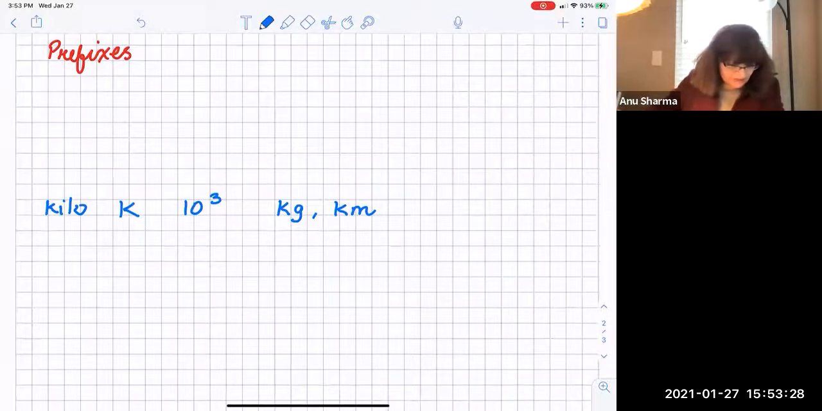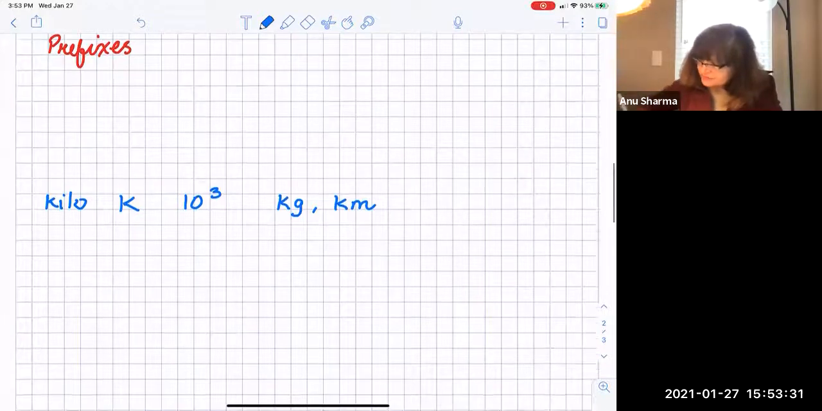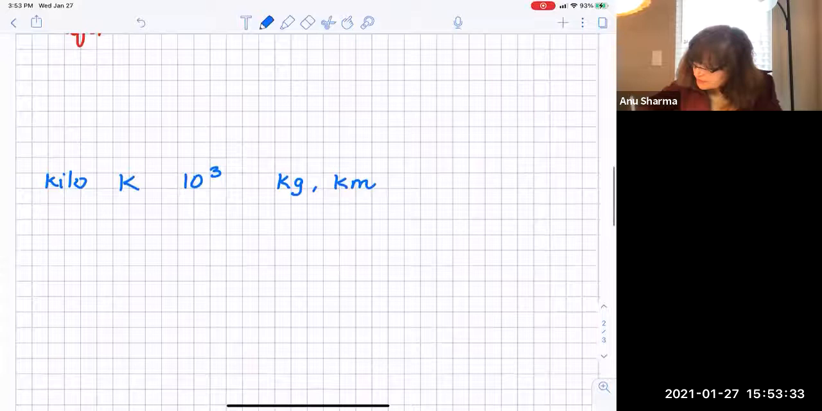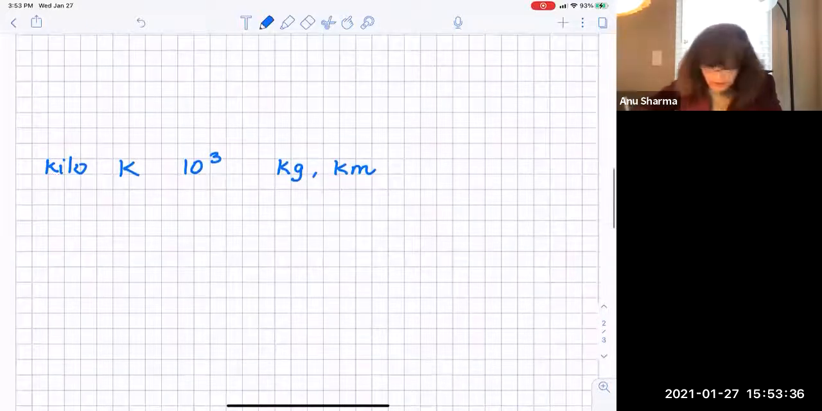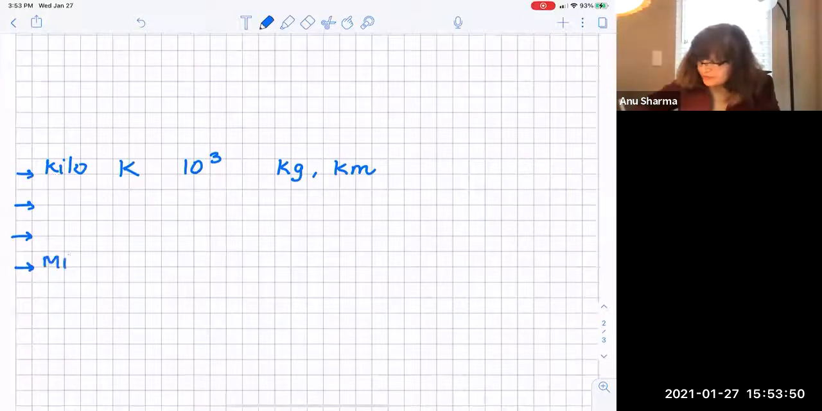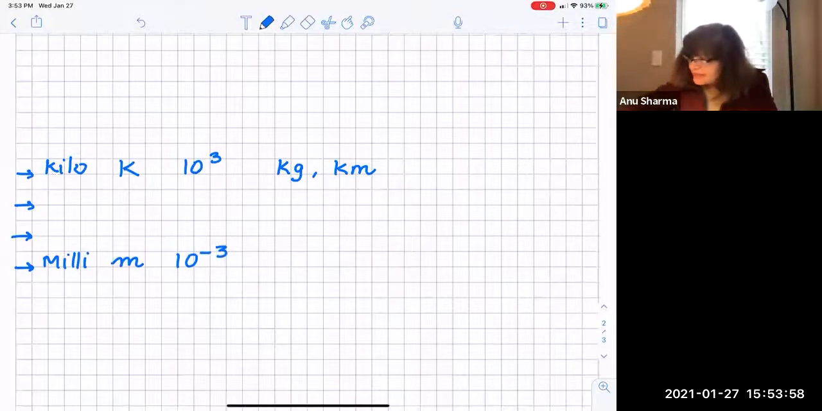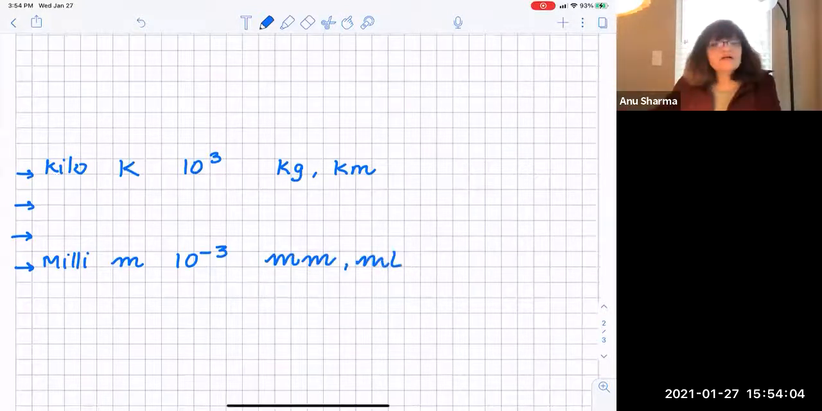Okay, next is lower than that. Lower than that is, let's say, deci. Okay, opposite of kilo is milli. And milli is a small m, and that is 10 to the power negative 3. Like millimeters, milliliters, that means a smaller unit.